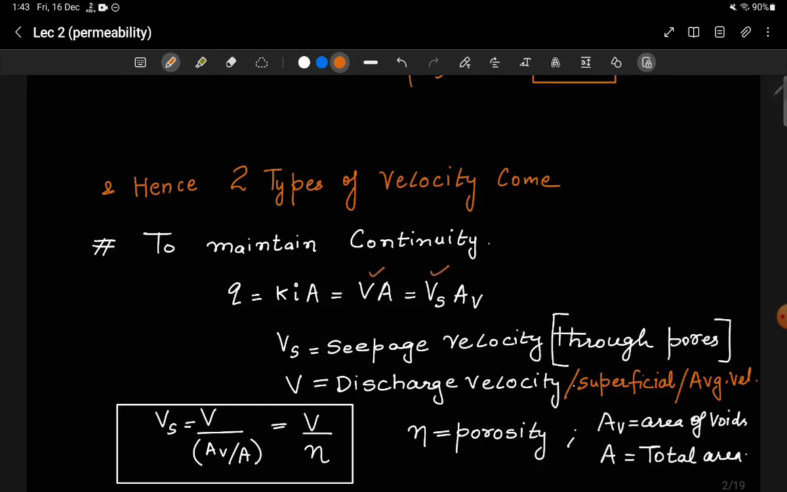So Vs is our seepage velocity, which is through the pores, and V is our discharge velocity, which is also sometimes known as superficial velocity or average velocity. So from this continuity equation, we'll get that VA is equal to Vs Av. So hence we can relate the seepage velocity and the discharge velocity by Vs equals V by Av.